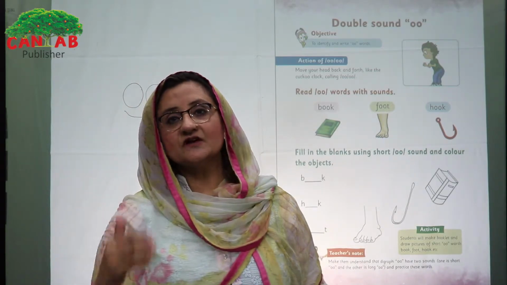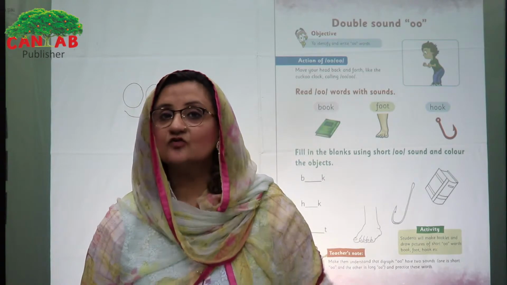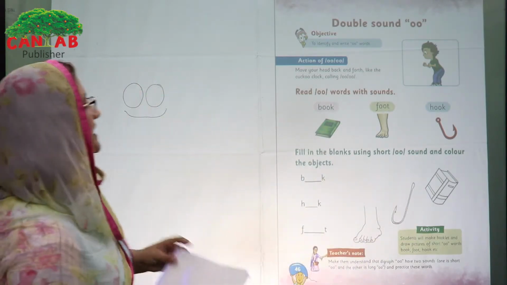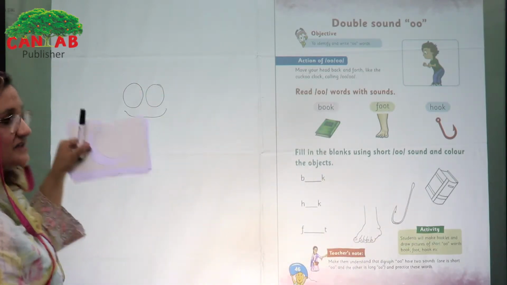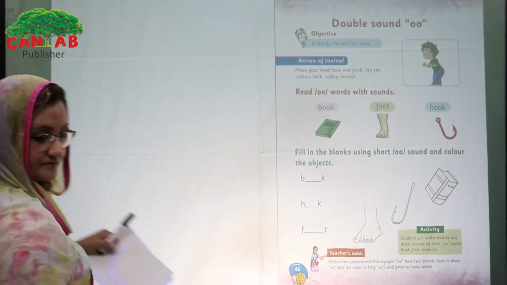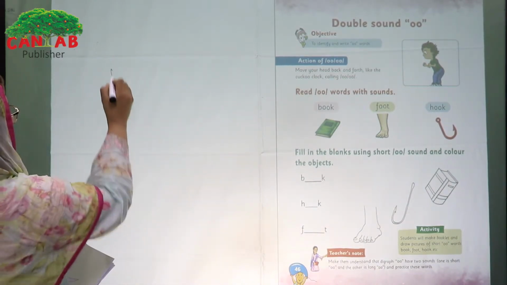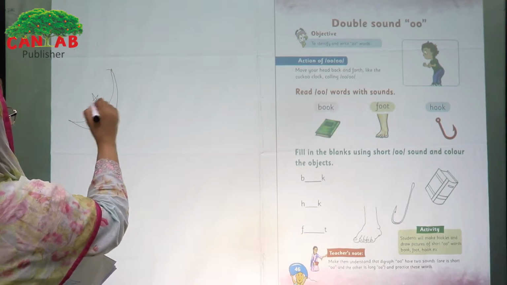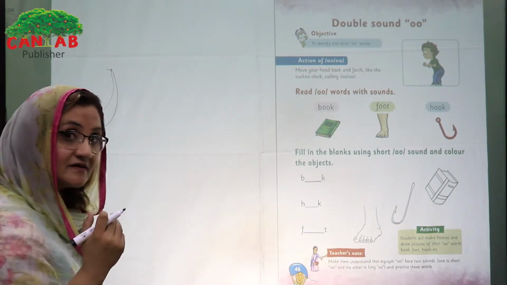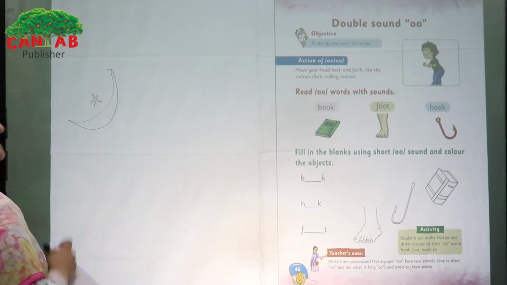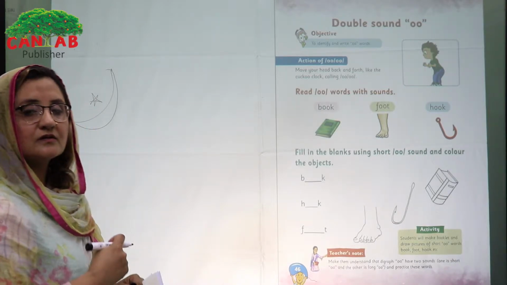After this, encourage them for the board activity, and for this we have to draw or paste the pictures here. For example, look here. Ali, come here and tell me, what is this? This is a moon, moon.